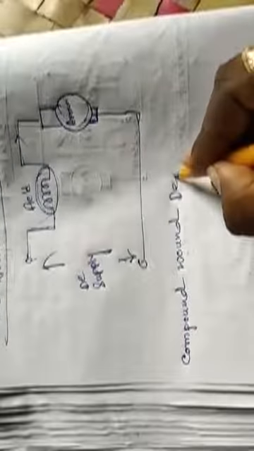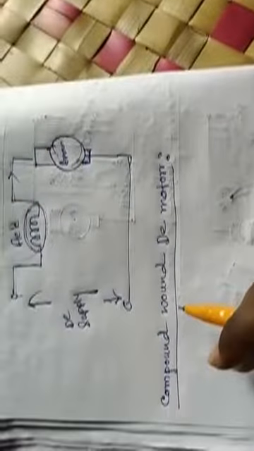Then I will discuss the compound wound DC motor. Compound means the series and shunt are combined. The series and shunt field windings are both connected with the armature winding, so it is called a compound wound DC motor.